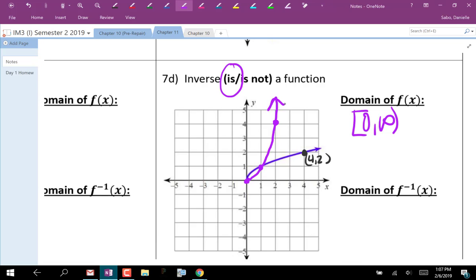What is the domain now of the purple graph? Where do I start? 0. Again, I'm going to go to infinity.